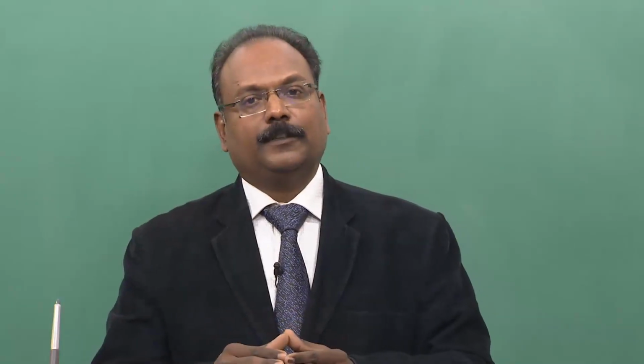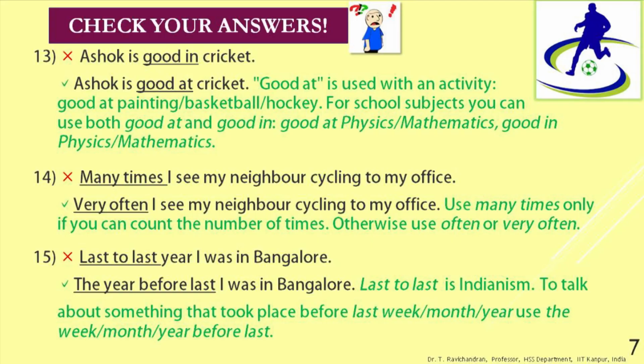14, many times is wrong usage, as in the sentence, many times I see my neighbor cycling to my office. The correct form is very often I see my neighbor cycling to my office. Use many times only if you can count the number of times, but when you cannot count the number of times, such as something that is occurring frequently, use often or very often. Very often indicates that the frequency is higher, often just indicates it is occurring regularly.